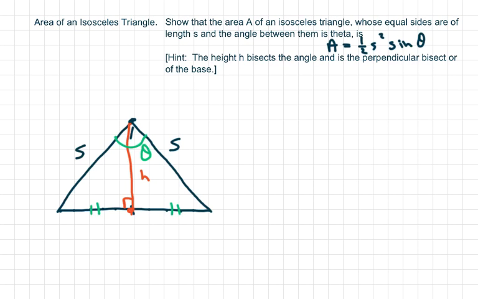Hi everyone. We're going to find the area of an isosceles triangle, but first by showing that the area equals 1/2 side squared sine of theta. This is more of a proof.